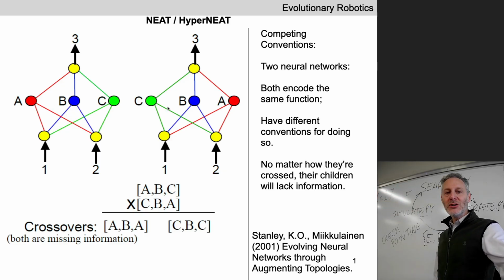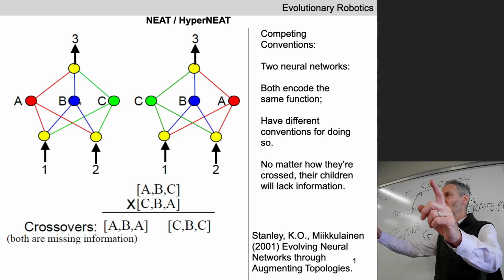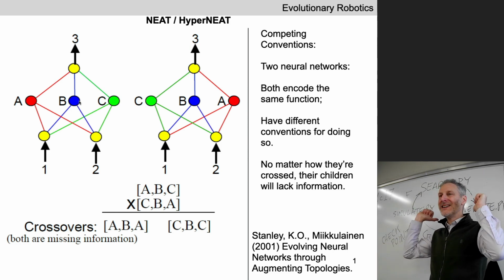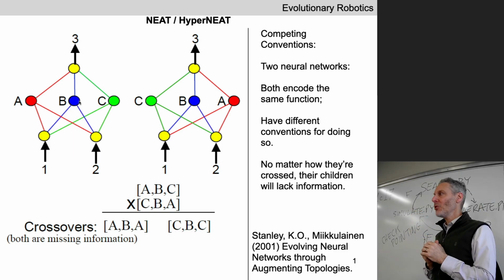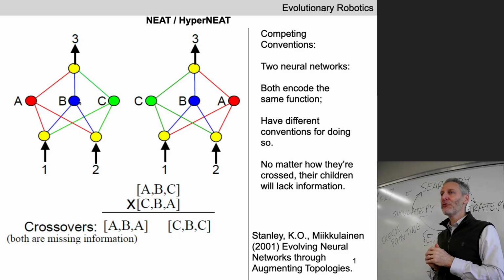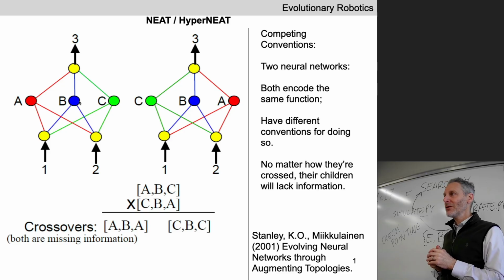So if we could trace back for every bit of these neural networks to where that bit existed in the common ancestor, we'd know. We could make a guess about the function of that bit. That's the intuition underneath the NEAT algorithm, and I don't want to go any further unless that's clear.